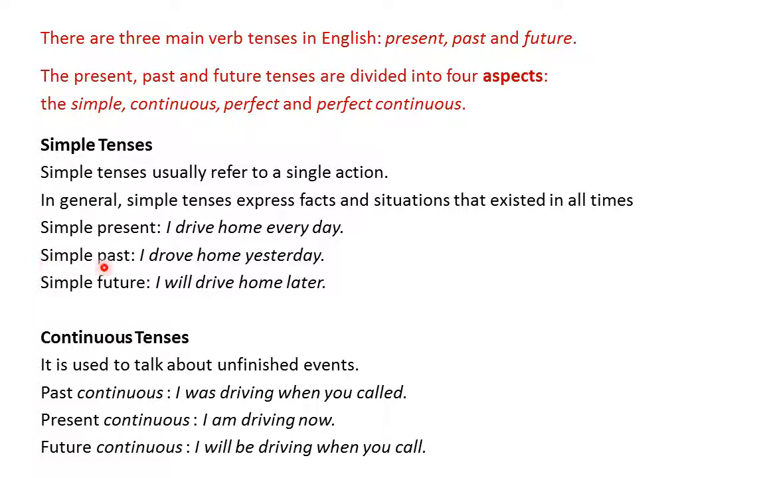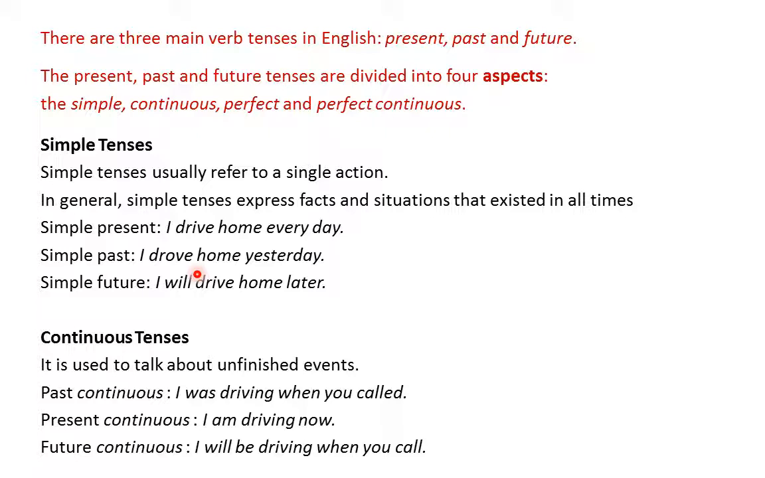Let us go to the simple past. Simple past: I drove home yesterday. It means that just yesterday I drove home. It means that today I didn't drive home, and tomorrow I will not drive home. I have not driven home the day before yesterday. Just yesterday I drove home. In this case, we use simple past.